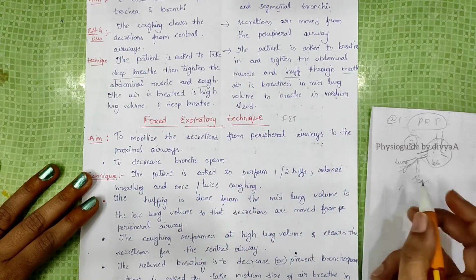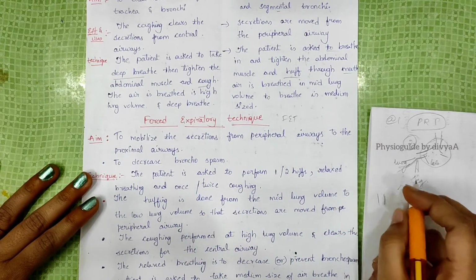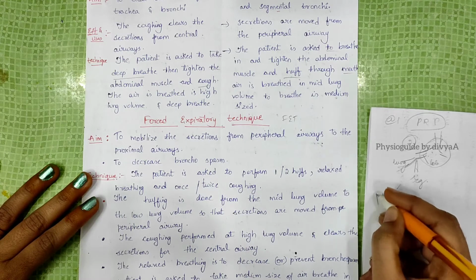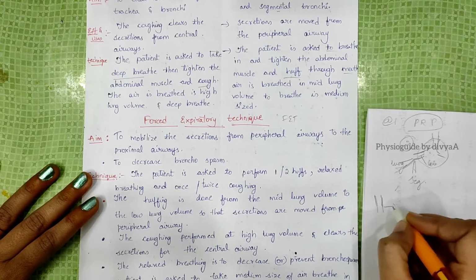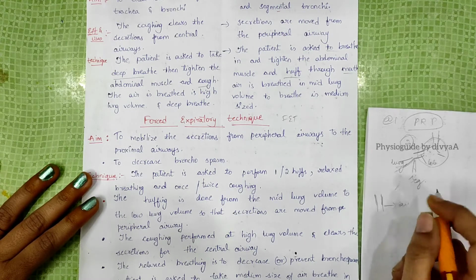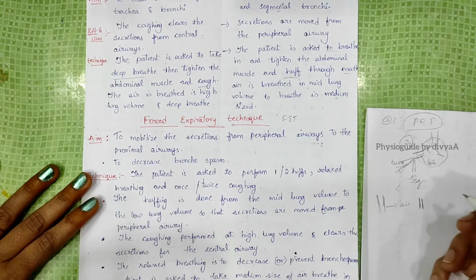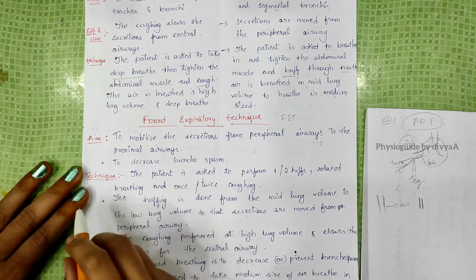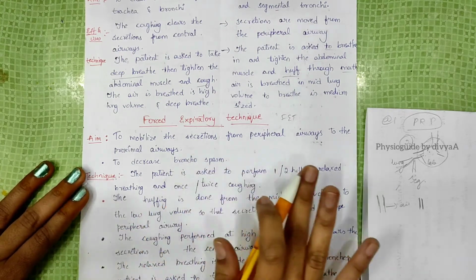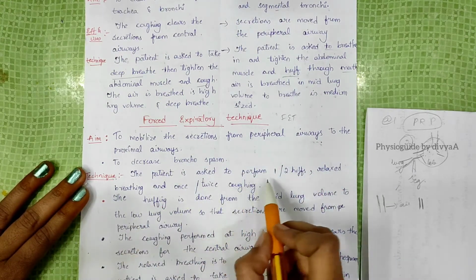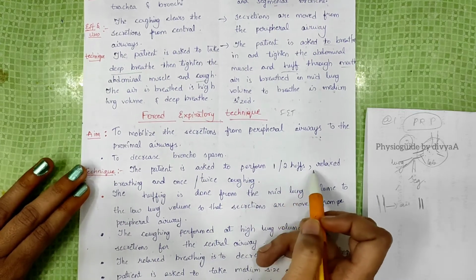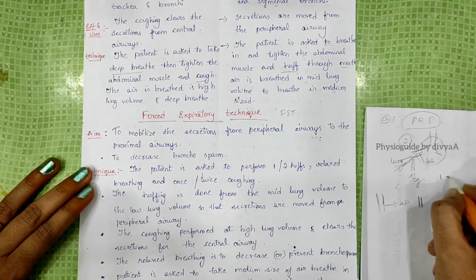Bronchospasm means sudden constriction and narrowing of the bronchi. As a result, the airways will be narrow, so difficulty in breathing will take place. Now, what is the technique in this forced expiratory technique? The patient is asked to perform 1 to 2 huffs first.